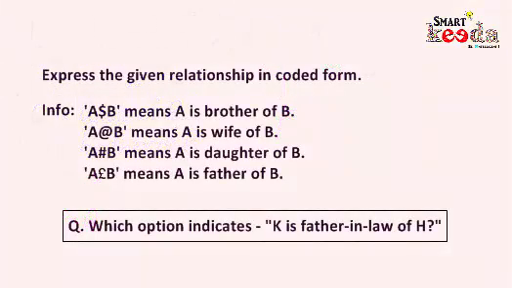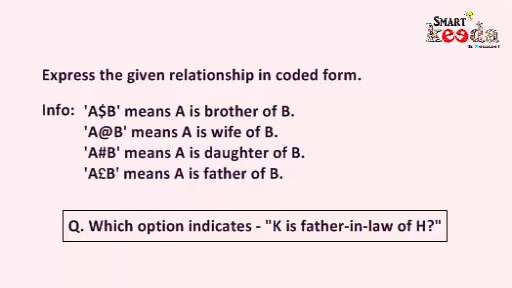Now let's have an example based on the second type of coded relations, in which we need to express a given relationship in the coded form. Let's first note the information provided in this example: A $ B means A is brother of B, A @ B means A is wife of B, A # B means A is daughter of B, and A £ B means A is father of B. And what we need to find here is which option indicates K is father-in-law of H.